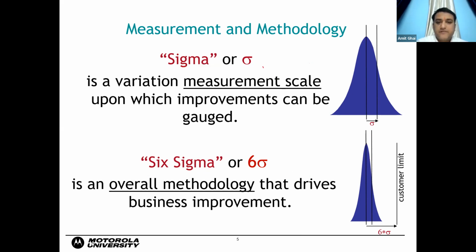Everyone may be aware of Sigma as a statistical method because it is typically taught in school also. But Six Sigma as a DMAIC methodology is known by somebody who has actually done the Six Sigma courses, and they are aware of how a project is run through the Six Sigma methodology.